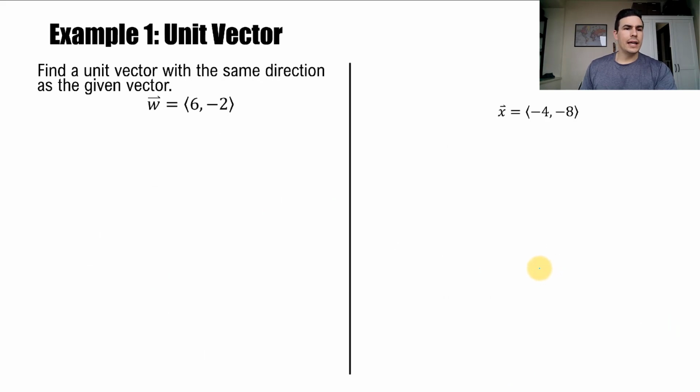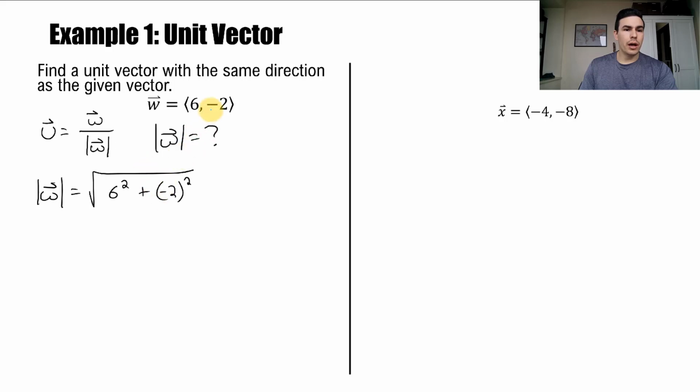Okay, if we are finding a unit vector with the same direction as our given vector, let's go ahead. We're going to convert vector w with the component form 6, negative 2, and we're going to find our unit vector here. And remember, to find our unit vector, we're going to have the vector divided by the magnitude of that vector. So here I have my vector, but I need to find the magnitude, all right? Which we know how to do. That's going to be the square root of the first component squared plus the second component squared, which we did in the previous video. So that's going to be the square root of 40 there.